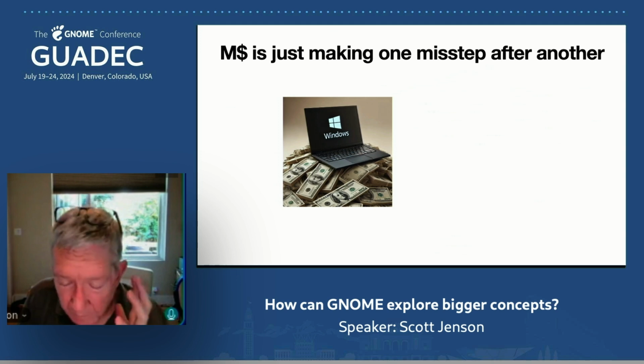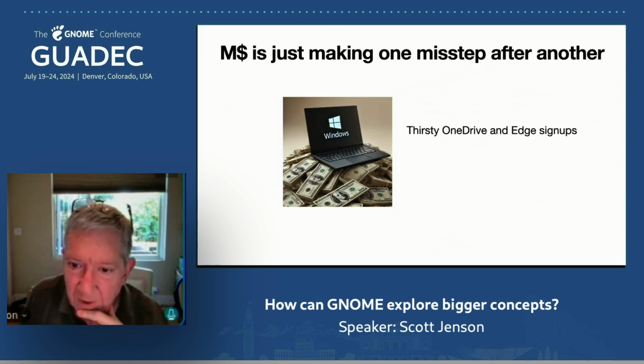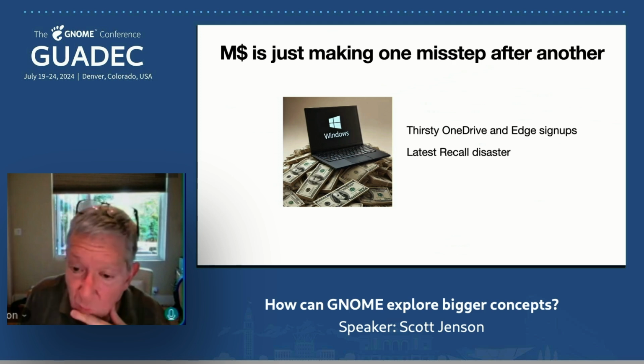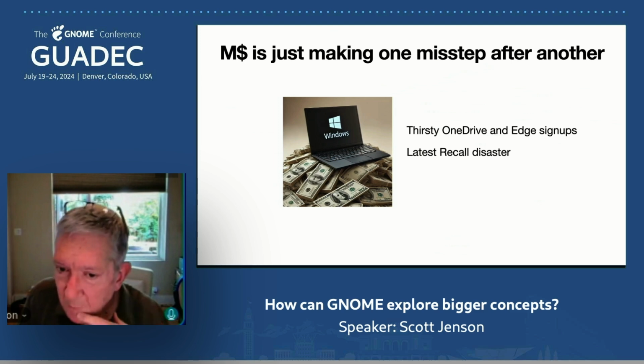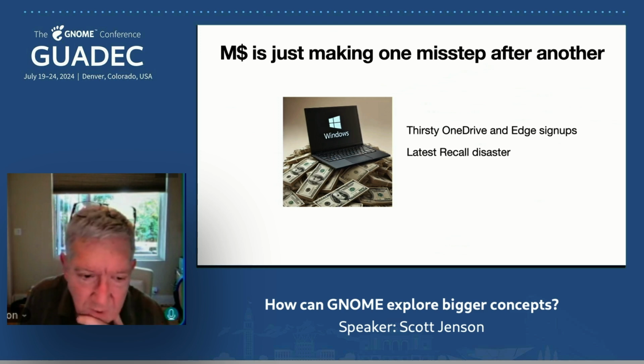Windows is just making one mistake after another. It's so frustrating. I mean, these incredibly thirsty OneDrive and Edge signups are making us all frustrated. The latest Recall disaster, which Recall was actually, I think, a very interesting UX concept, but the way it was implemented caused a lot of problems.